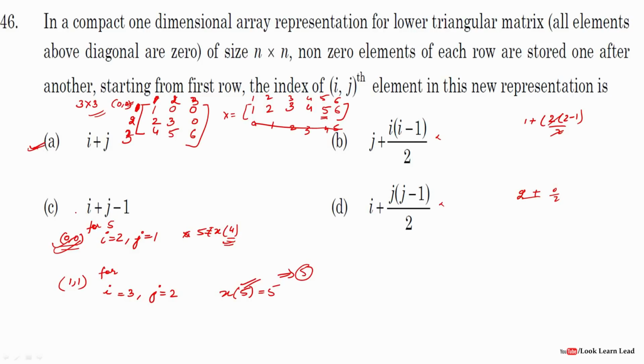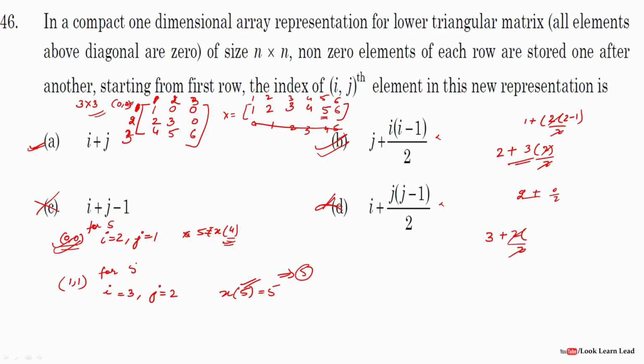If you put 3 and 2 here, I am not getting 5, so this option is ruled out completely. If I am putting 3 and 2 here, 3 plus 2 into 2 minus 1 is 1 by 2, it is not, so this option is also completely ruled out. And this, if I put, j plus 2 plus 3 into 2 by 2, it is giving 5. So we would be considering options A and B.